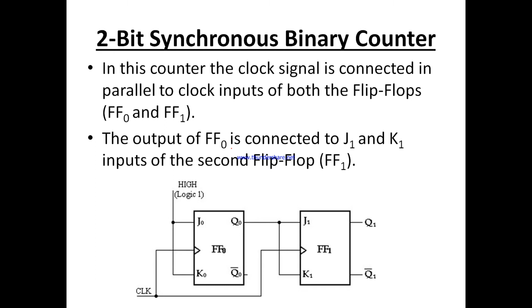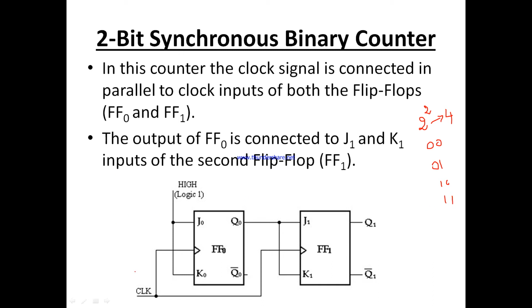First we are going to discuss the 2-bit synchronous counter. A 2-bit synchronous counter will count 4 sequences, since 2 bits means 2 power 2. The sequences are 00, 01, 10 and 11.